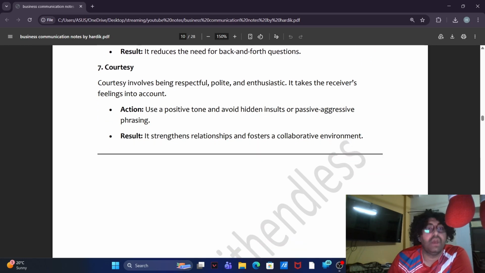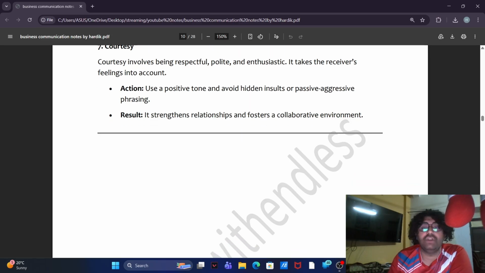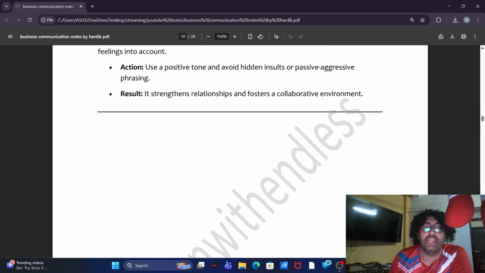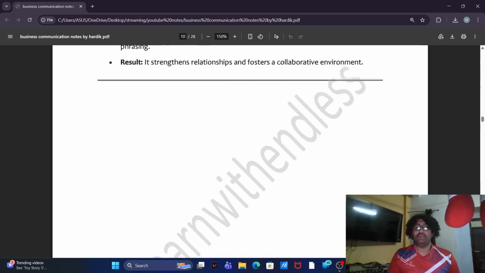Number seven, courtesy. Courtesy involves being respectful, polite, and enthusiastic. It takes receivers' feelings into account. Action. Use a positive tone and avoid hidden insults or passive aggressive phrasing. Result. It strengthens the relationship and fosters a collaborative environment.